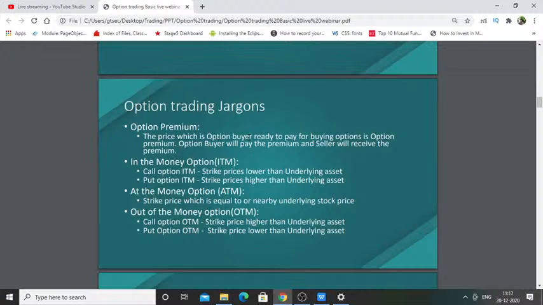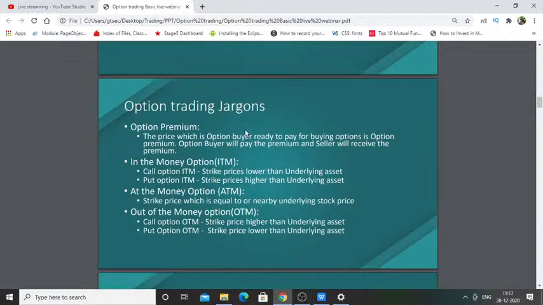Then we have something called out of the money, which is named OTM. A strike price available higher than the underlying price is an OTM call option, and a strike price trading lower than the stock price is an OTM put option. So the strike prices available above the current level are OTM for call options, and those below are OTM put options. This is about option trading jargon.